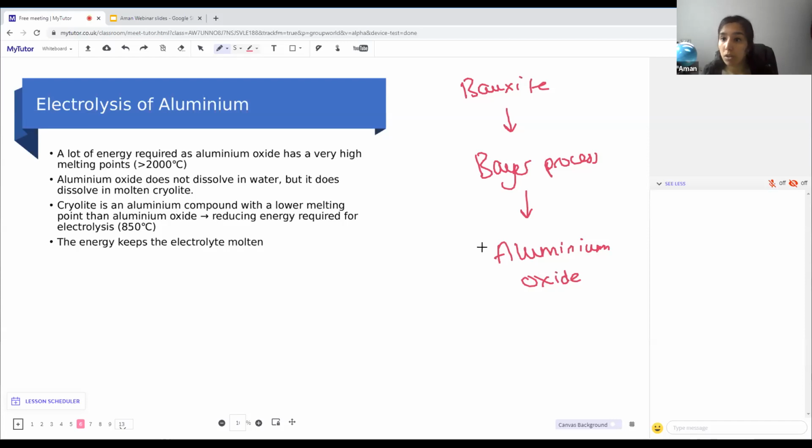Now, because we want aluminium to be produced, we can't dissolve it in solution. Because if we dissolve it in solution, remember what happens is that hydrogen will be produced at the cathode. So to ensure that aluminium is produced at the cathode, we have to make it molten. And so essentially we have to heat it up. But the problem with heating aluminium oxide is it's got a very high melting point of greater than 2000 degrees. So what's the problem with a high melting point? What does that mean for industry if it's got a really high melting point to make it molten?